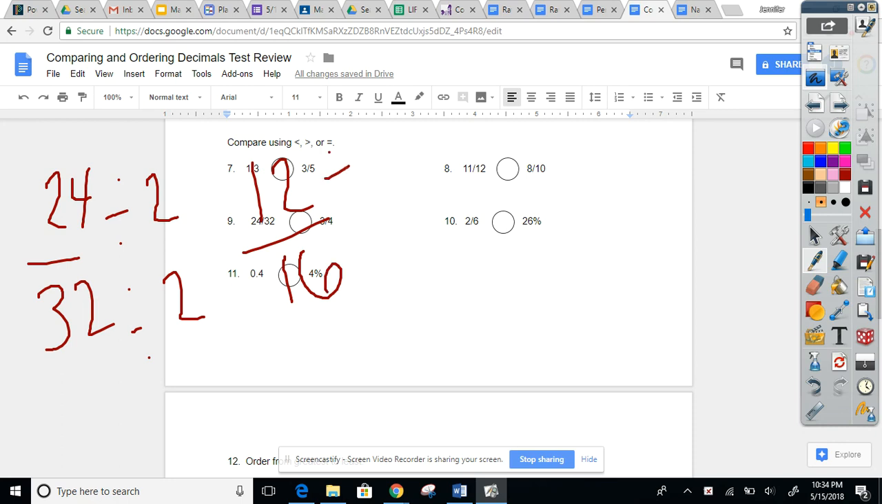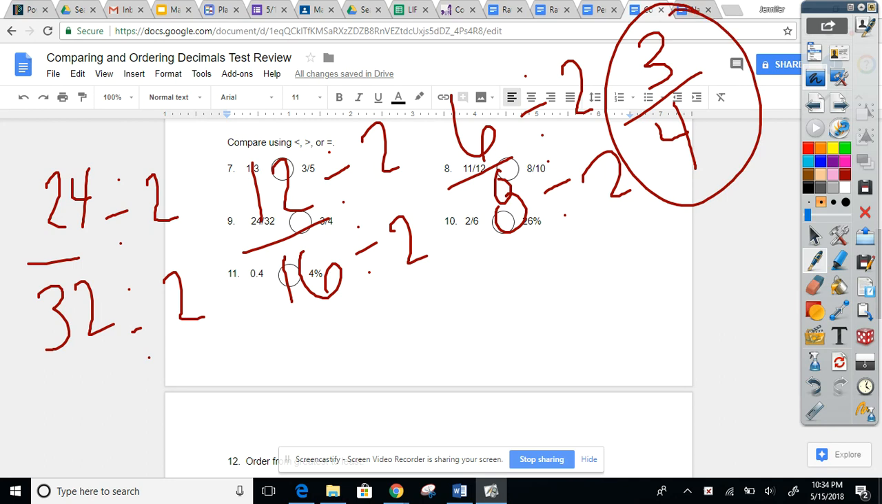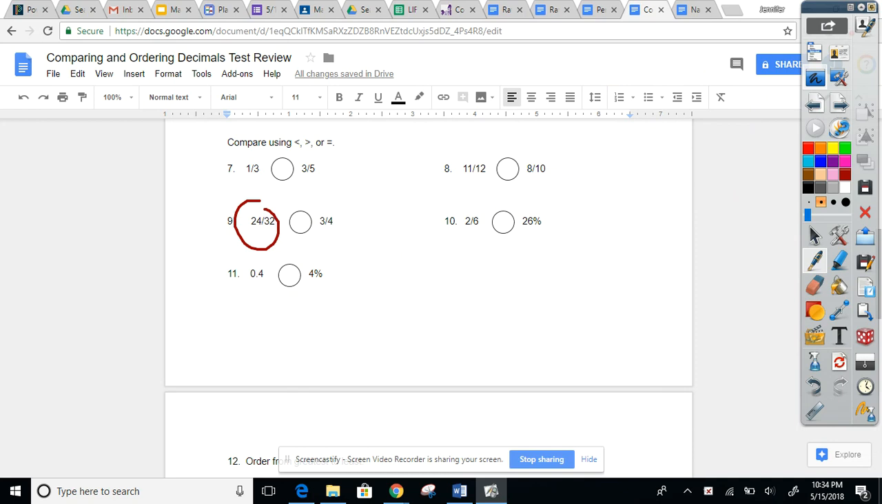Is this simplified? Not yet. I can divide both of them by 2. 12 divided by 2 is 6, and 16 divided by 2 is 8. We're still not simplified yet. I divide by 2, that would give me 6 divided by 2 is 3, and 8 divided by 2 is 4. Is that simplified? Yes, it is. So now, you just told me that 24 over 32 is the same thing as 3/4. Isn't that what I have on the left side and the right side? It is. So this is actually going to be equal to one another. Does that make sense? Yeah?